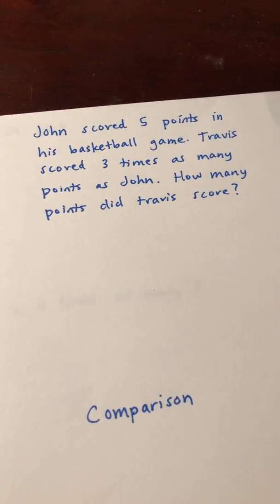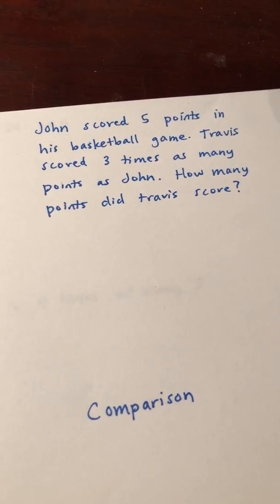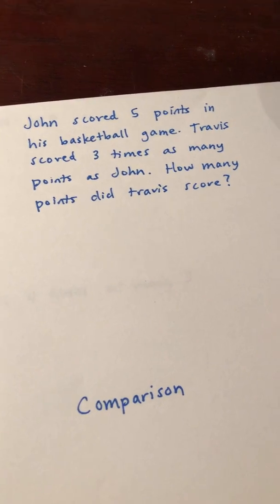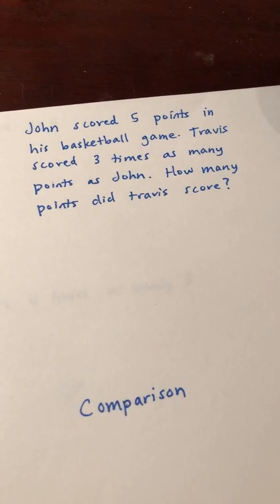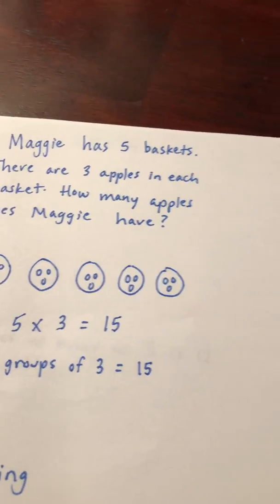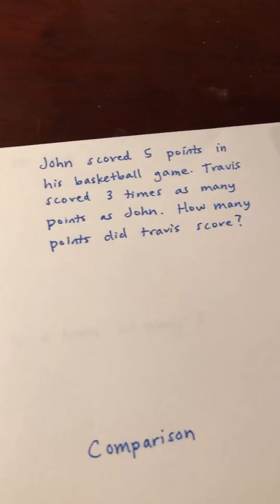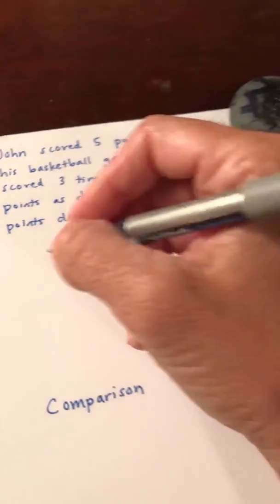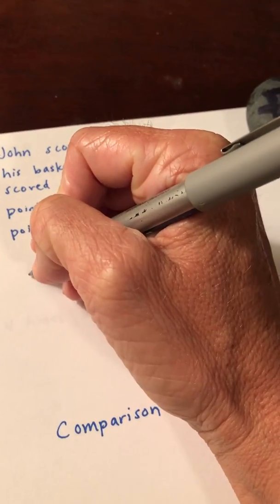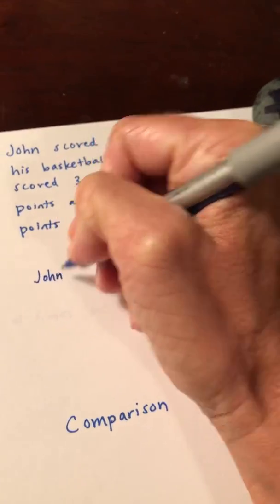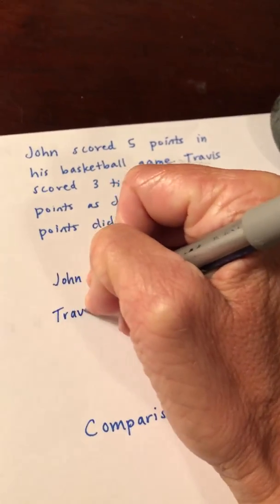John scored 5 points in his basketball game. Travis scored 3 times as many points as John. How many points did Travis score? So in this case, we're not setting up a picture that looks like this because we really don't have 5 groups with 3 things in each group. In this case, we have 2 different quantities, so we're going to label our work here. One of these is going to be for John, and the other is going to be for Travis.